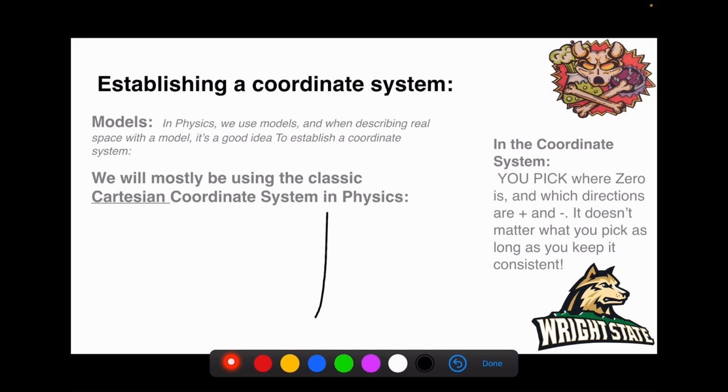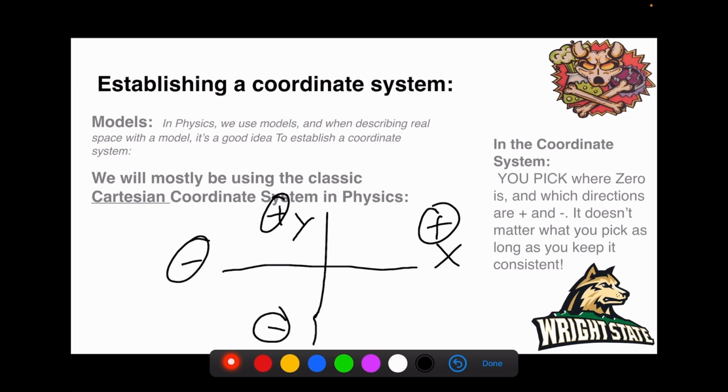So it's like a plus axis like this. This is the x-axis. We call this the y-axis. If you add a third dimension, we're going to add that axis kind of going into the page here. We would call that the z-axis. But for now in physics, we're just going to talk about the x and the y. So usually we're going to name this direction the positive x-axis, this direction the positive y-axis, this direction the negative x-axis, and this direction the negative y-axis.